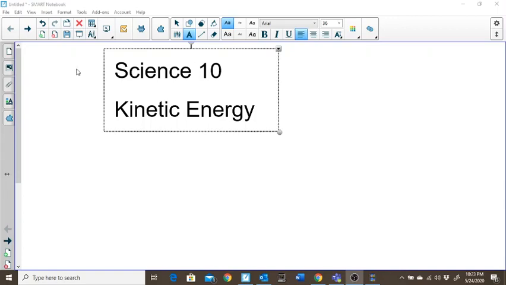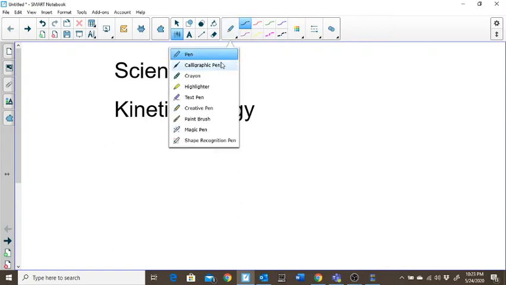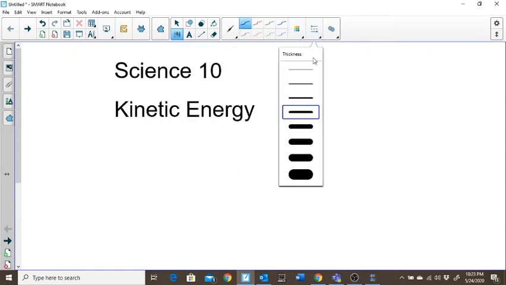Here we are, bright and early Sunday morning. Bright and early Sunday morning? No, it's Monday morning. It should be. Anyways, I got to choose my pen. Hadn't set up my pen properly. Get the right thickness. Here we go.